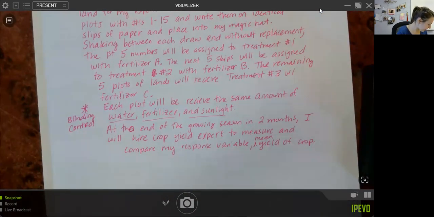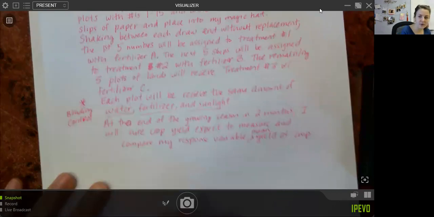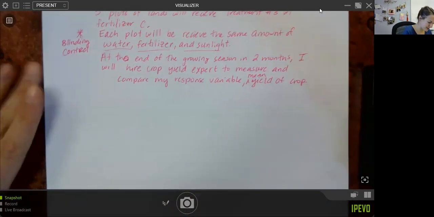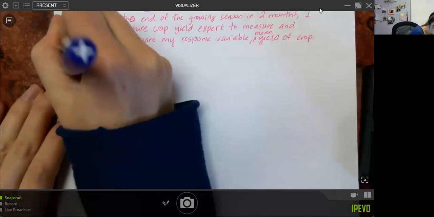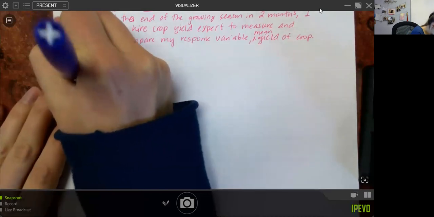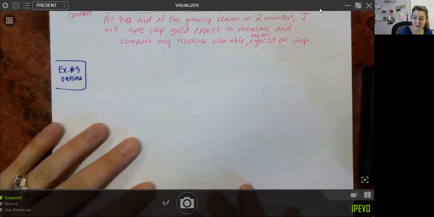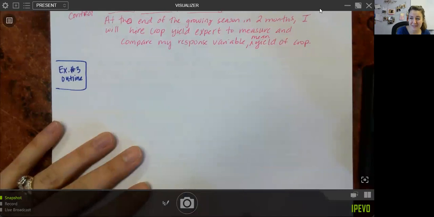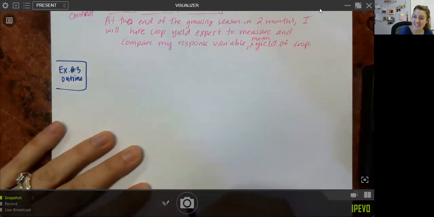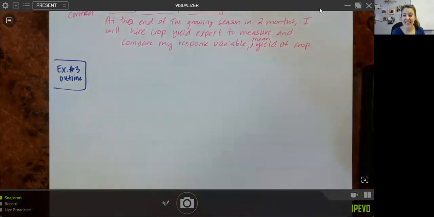Example number 3. So let's see if we can remember the different parts of our experimental design. The first thing that we're going to need to do is talk about what kind of experiment we're doing. Now, at the beginning of this lesson, I did mention that this is another completely randomized lesson because every single cake has the same probability of going into any of the treatment groups. The cake doesn't get to choose what pan, what oven it gets. And honestly, it has the same likelihood of getting any of them.